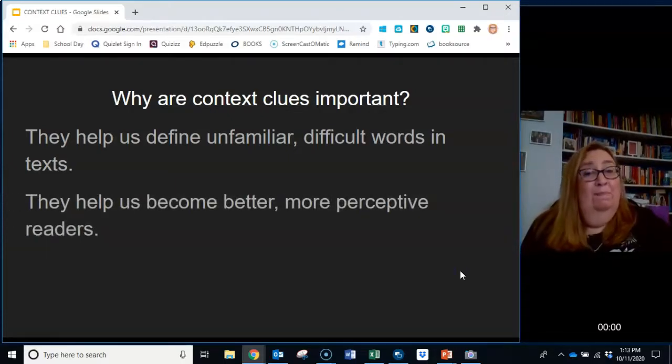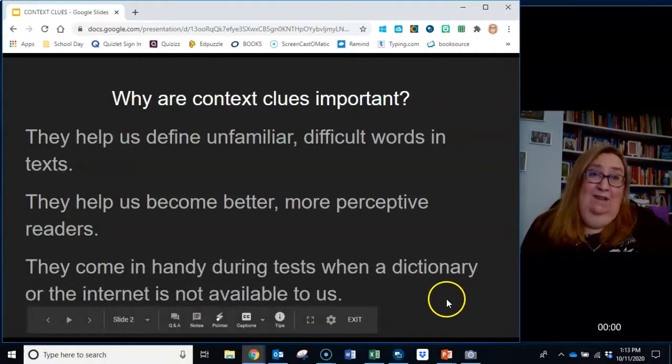They help us become better and more perceptive readers. Perceptive means you can perceive things, you can understand things, you notice things better, which makes reading a whole lot more interesting when you pick up on all the different clues that authors put in their writing.